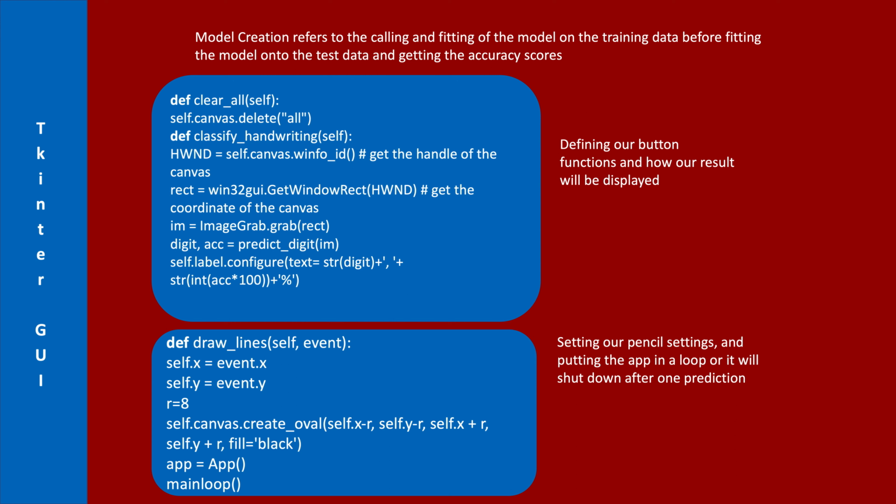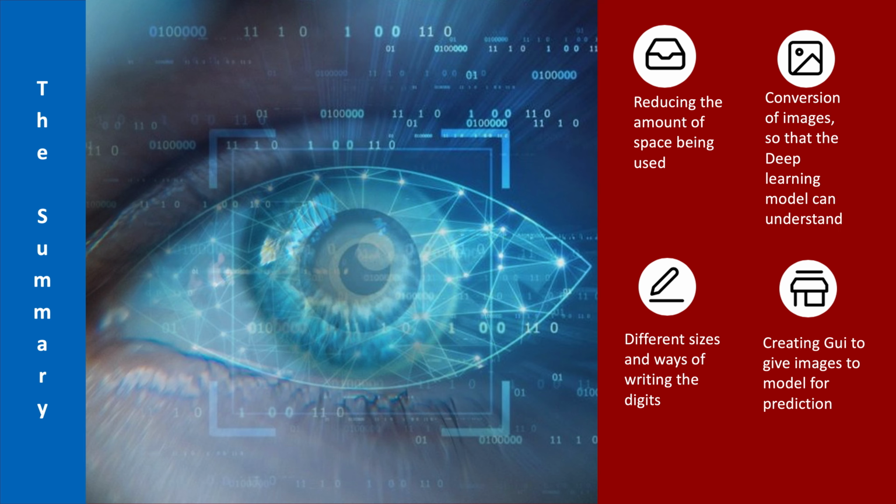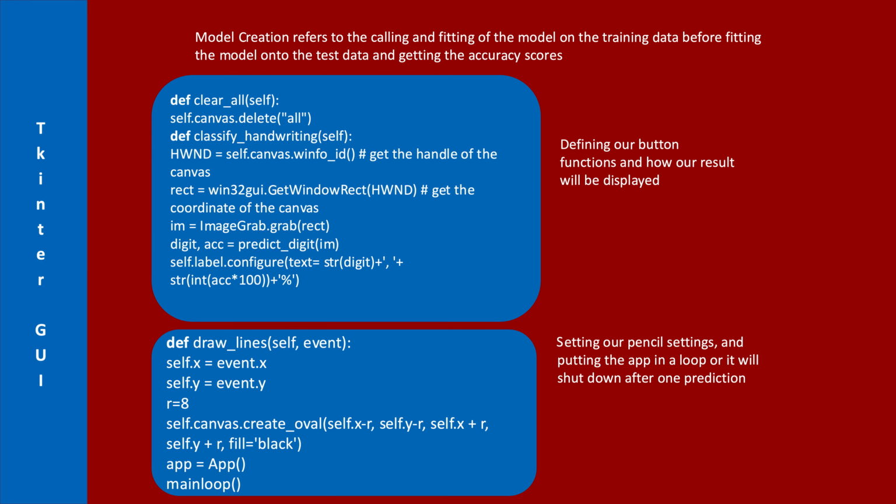Our pen is going to have the fill black, right? And we are doing main loop, so our model should constantly be able to classify new digits as they appear, rather than closing the application once one prediction has been given.